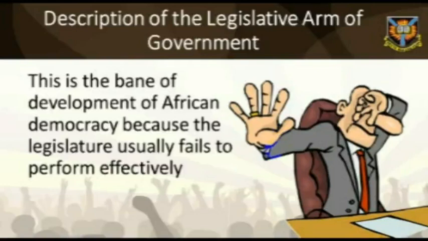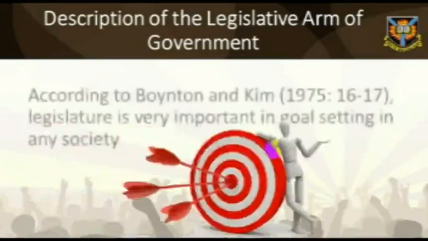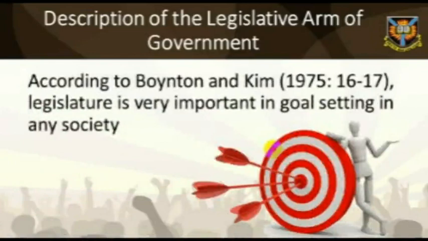Thus, this is the bane of development of African democracy, because the legislature usually fails to perform effectively, particularly as it relates to the dispensing of its official duties or institutional functions. The art of lawmaking remains lackadaisical. According to Boynton and Kim, 1975, pages 16 and 17, legislature is very important in goal setting in any society.